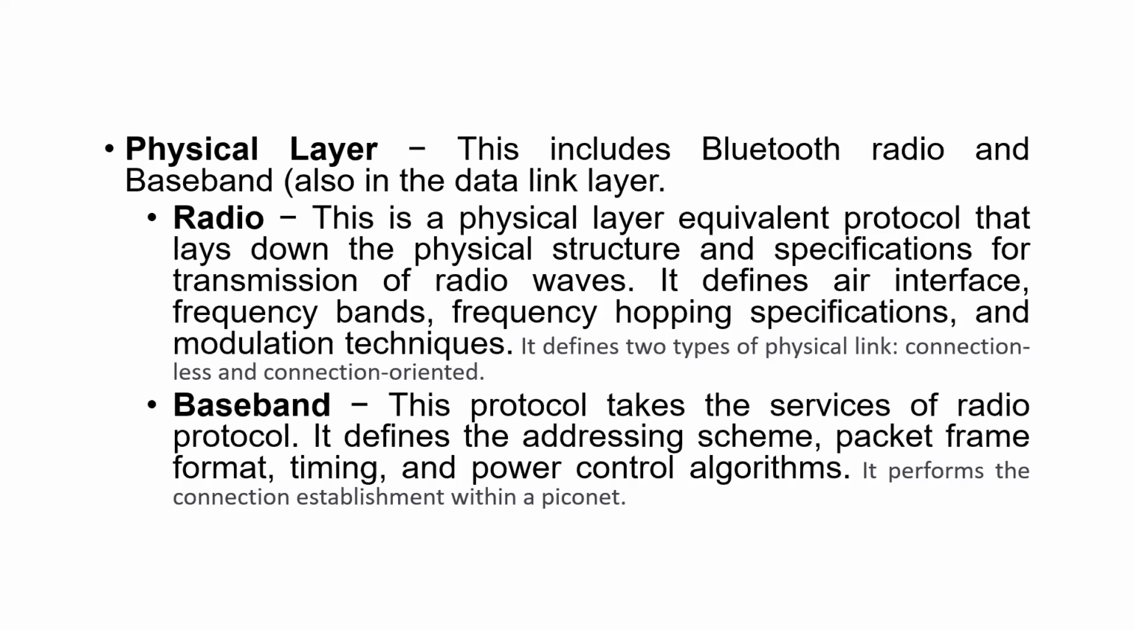So it is going to define the air interface and frequency bands. I have just told you which type of frequency band is used, and frequency hopping specifications are also there: 1600 hops per second. The modulation technique used here is generally GFSK, Gaussian frequency shift keying, for the Bluetooth radio. So these things are concerned with the radio sublayer of the physical layer of Bluetooth.